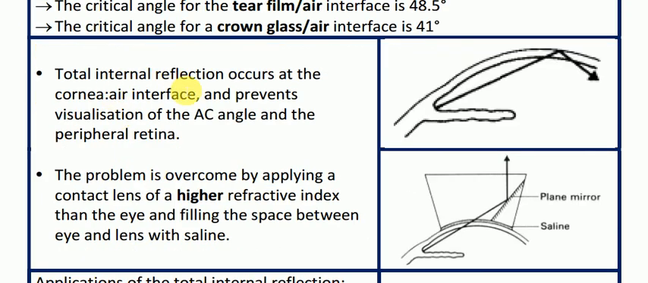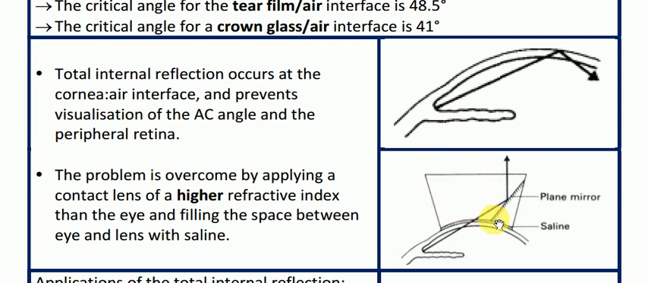Total internal reflection also occurs at surfaces within the eye, notably the cornea-air interface, and prevents visualization of parts of the eye. For example, the angle of the anterior chamber and the peripheral retina are not visualized. This problem is overcome by applying a contact lens.